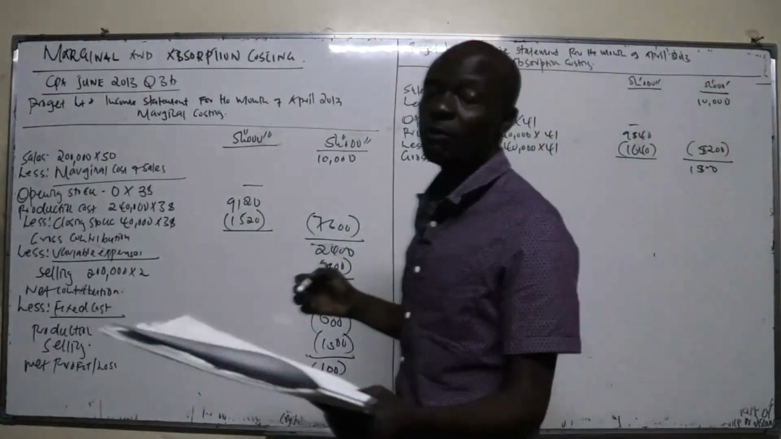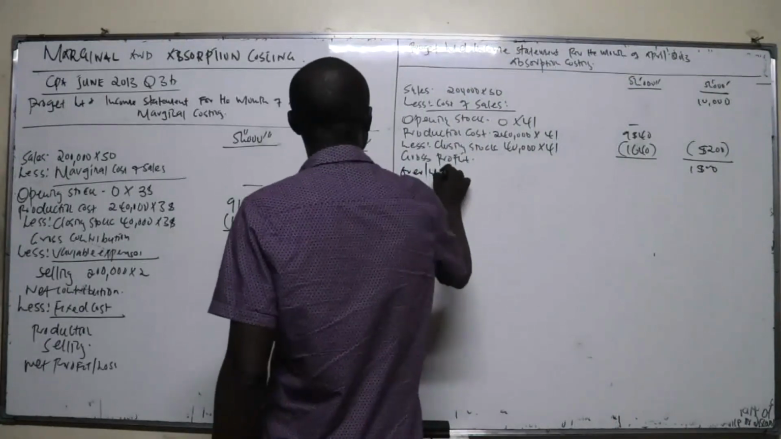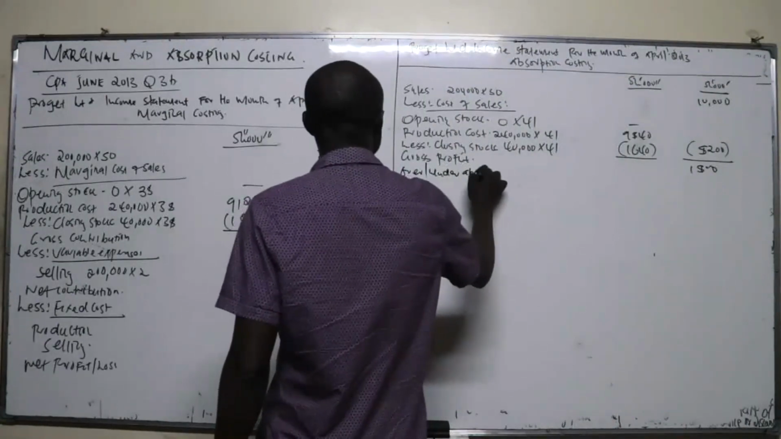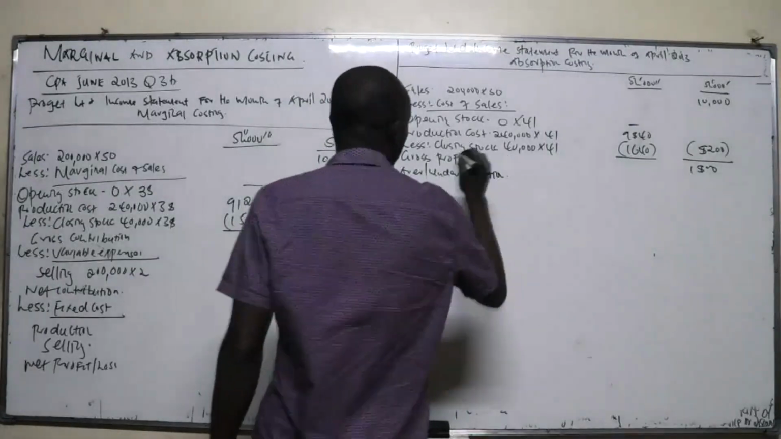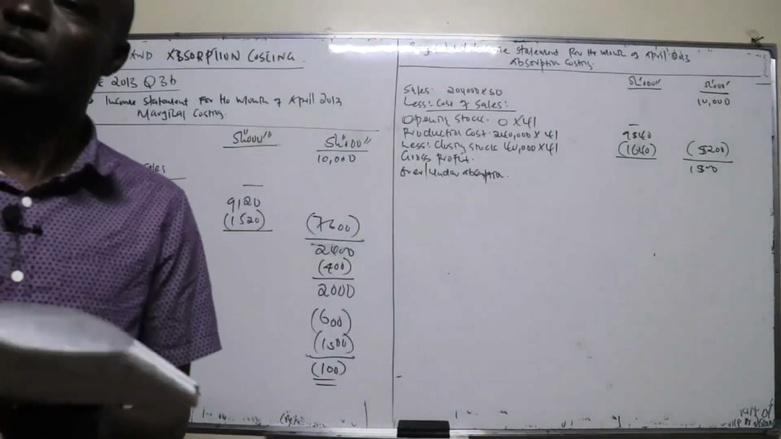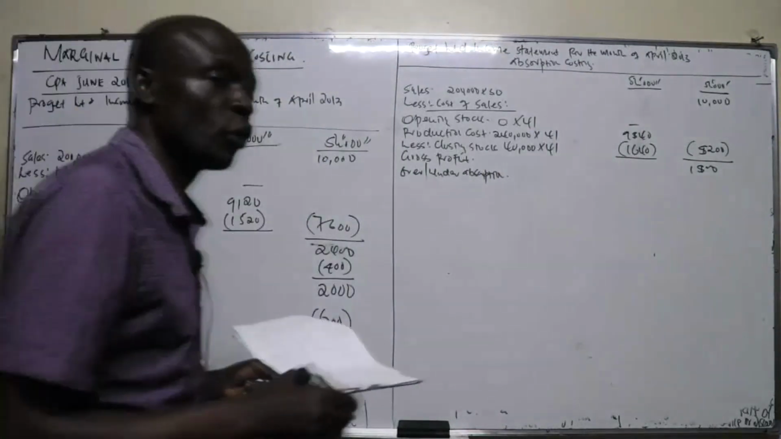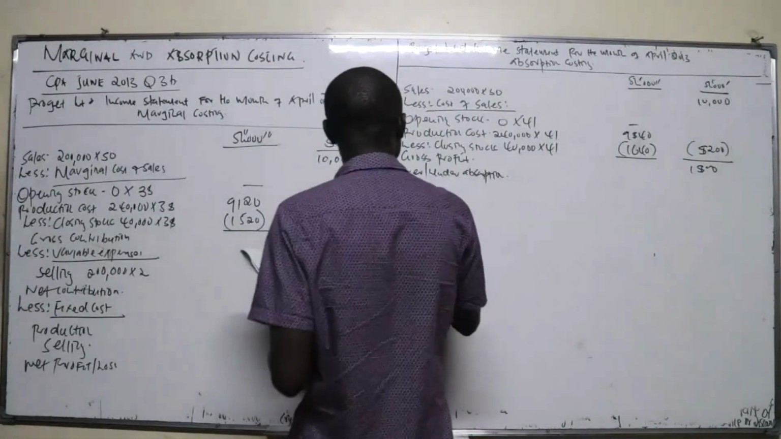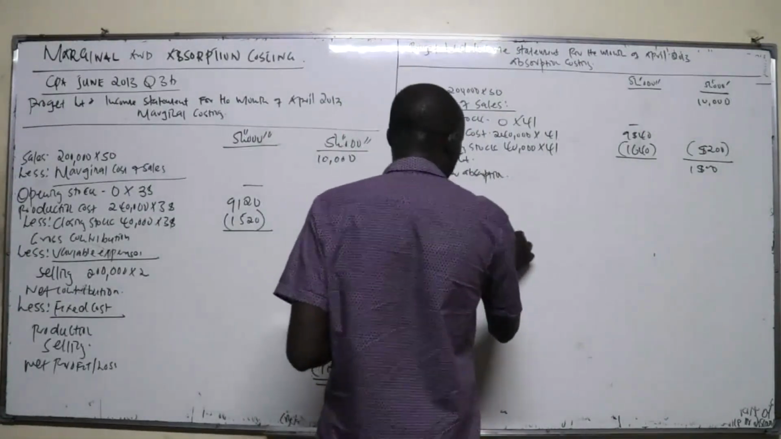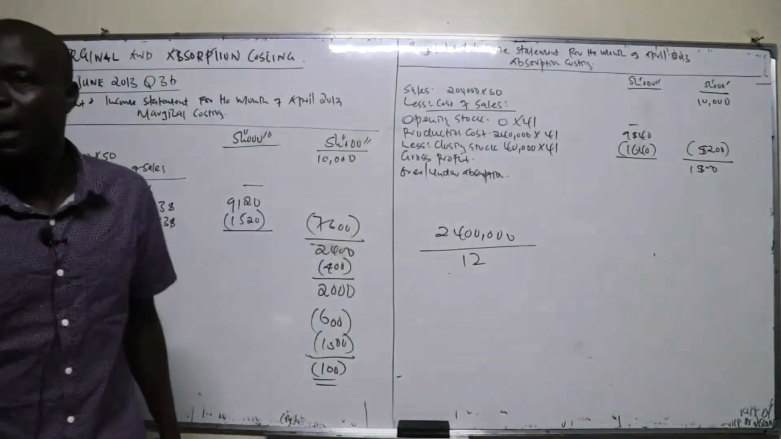Then here we said we have over or under absorption. So you write here over, under absorption. This will only arise if the normal production is exceeded or not attained. So now here the normal production. The total units that they are supposed to produce in a year is 2,400,000 units. This is the normal production per year. So when you divide by 12, we get the normal production per month.